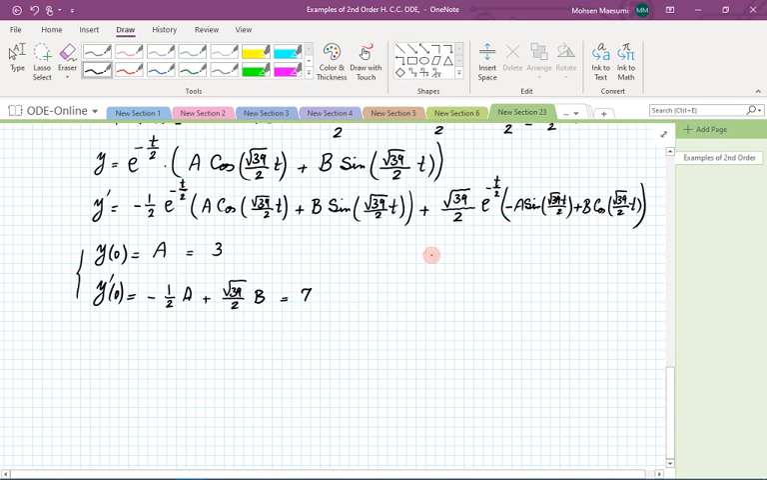So again, a is just 3, and then radical 39 over 2 times b becomes 7 plus 1/2 a, which is 7 plus 3/2, which is 14 plus 3 over 2, so 17/2. So I divide and get my b to be 17 over square root of 39. Again, many students coming from the engineering side immediately crank up their calculator and try to convert this.